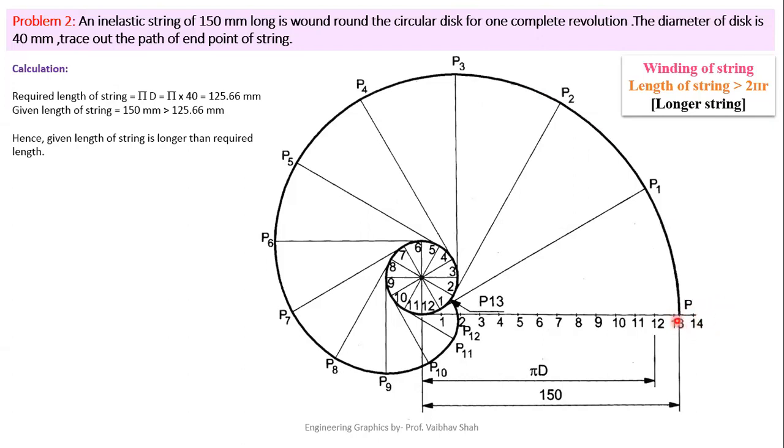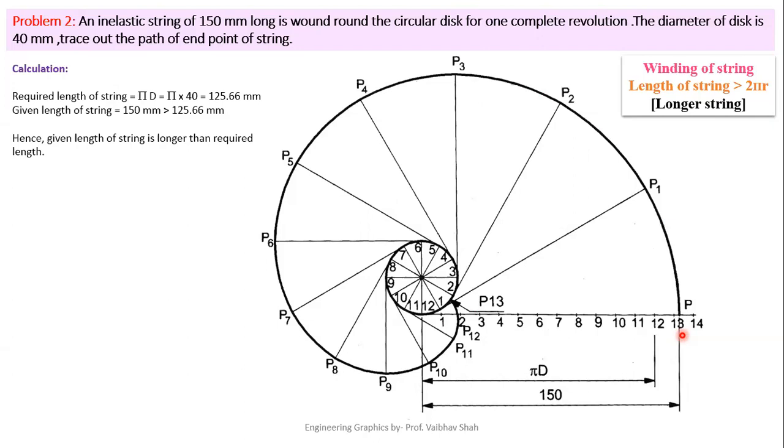But as you can see, our 150 distance is in between your 13 and 14. So this will be your point number P. As you can see, your point P is a little bit more than your point number 13, which suggests that your point P is closer to your point number 13. That means our curve would end near point number 13.